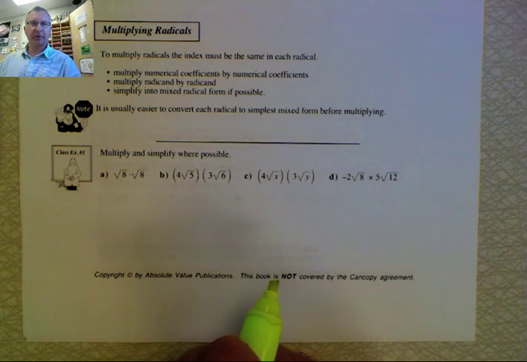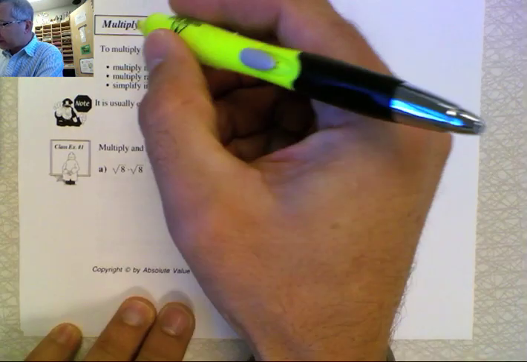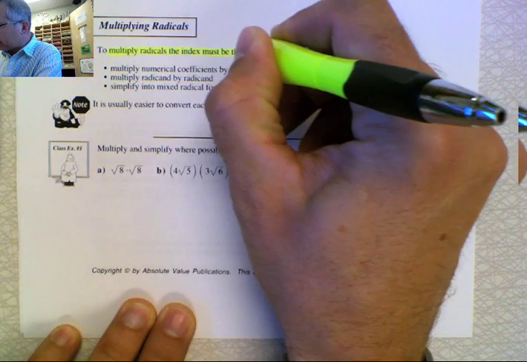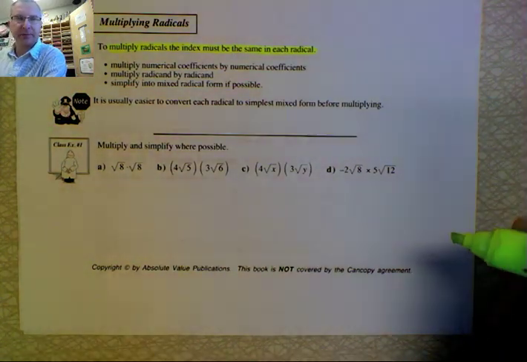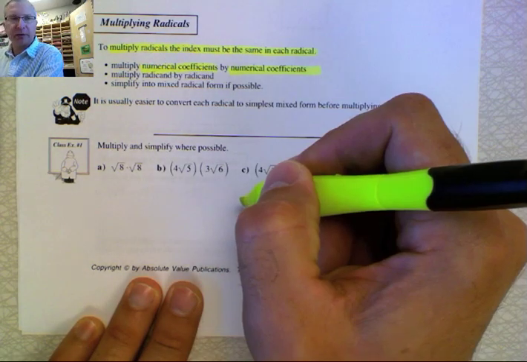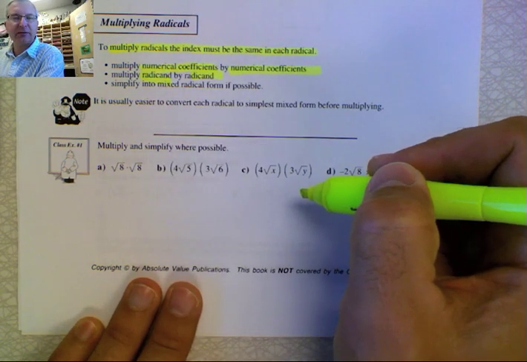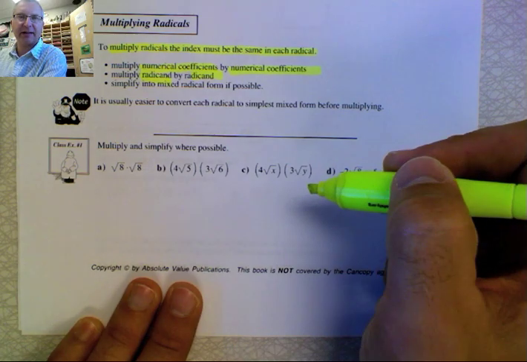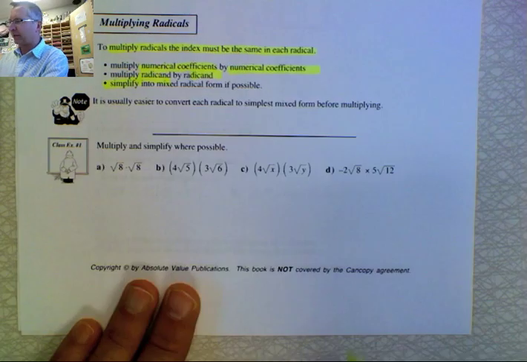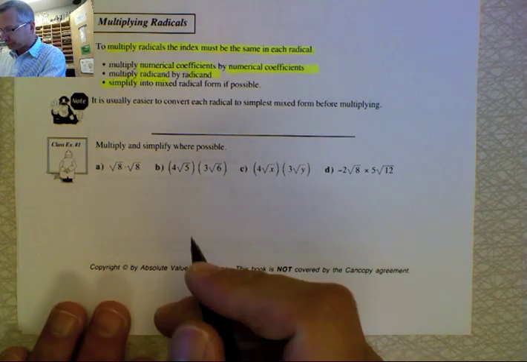We're going to talk about multiplying radicals, and there's a few things you need to know before we go ahead and multiply radicals. First thing is that to multiply radicals, the index on each radical has to be the same. Next one is that we multiply numerical coefficients by numerical coefficients, radicands by radicands, and the absolute most important thing is when you get to the end, simplify if possible. Your answer is not complete unless you simplify it and put it in simplest form.